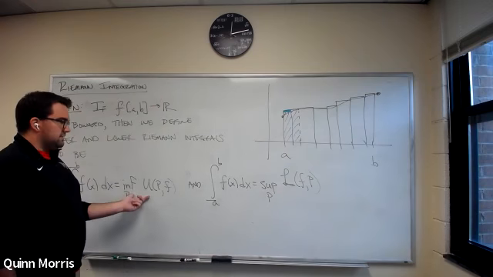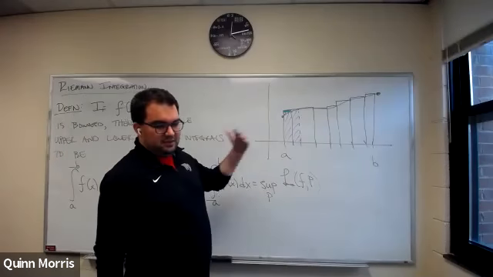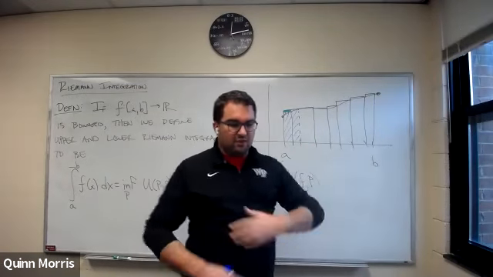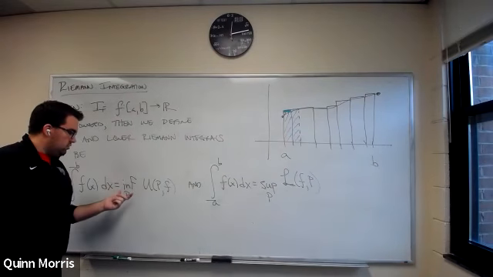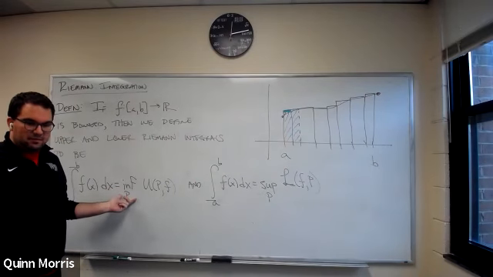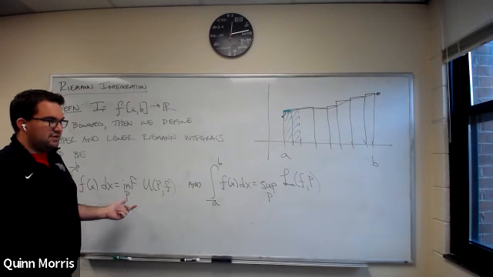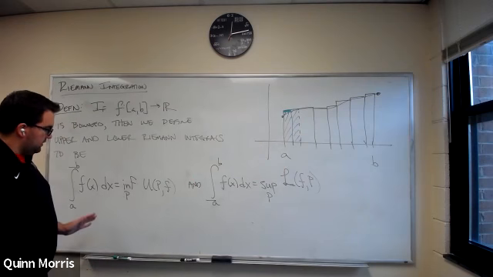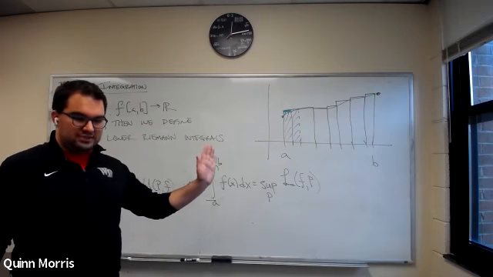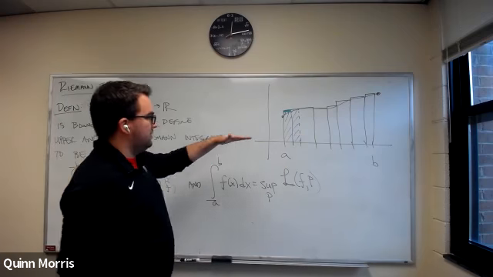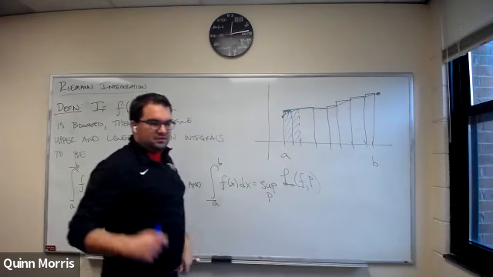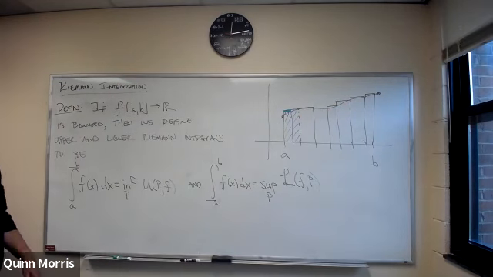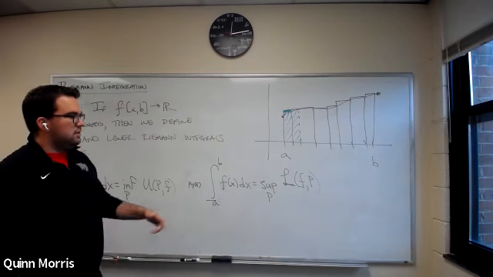So what I want to ask myself is not what is the upper sum for a fixed partition, but if I look at every possible partition of this interval, what is the infimum of that set? By definition, the infimum is the greatest lower bound. So I want to look at the level that I can never get below by taking these upper sums. And that's what I'll call my upper Riemann integral.